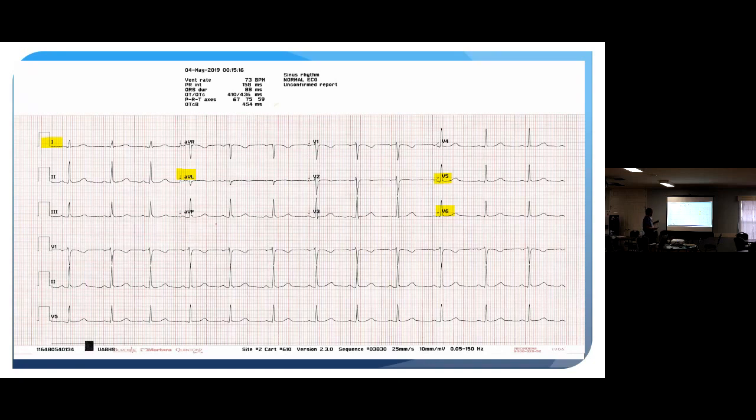So 2 leads with ST elevation, 1 AVL or 5 and 6 concerning for a big STEMI, right? So I'll look laterally first. Next place I'll look is 2, 3, and AVF. These are my inferior leads. So if I get elevation in any 2 of these, this is a big STEMI. I'm done. I know the patient's having a big, massive MI.